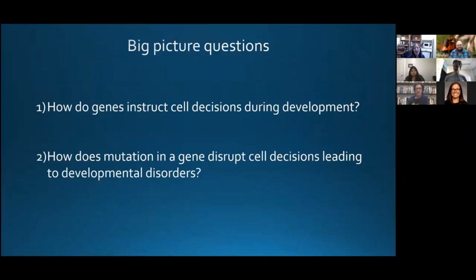Okay, I'm asking these big picture questions, right? And ultimately, I am interested in understanding how these processes happen in human development and how developmental disorders arise in humans. But as you can imagine, we can't really study embryonic development in the human embryo inside of the womb. So we need to have a surrogate system to be able to address these questions.